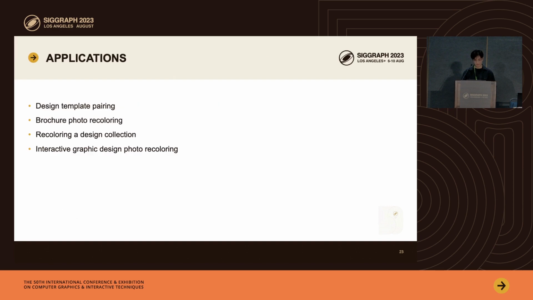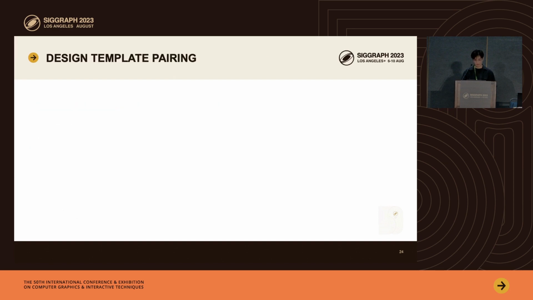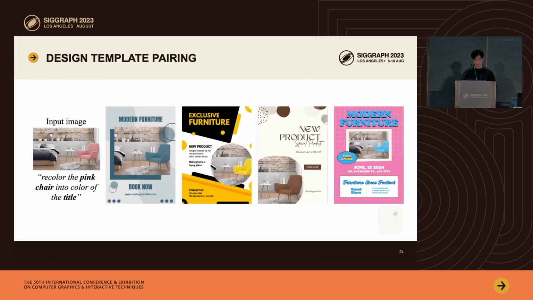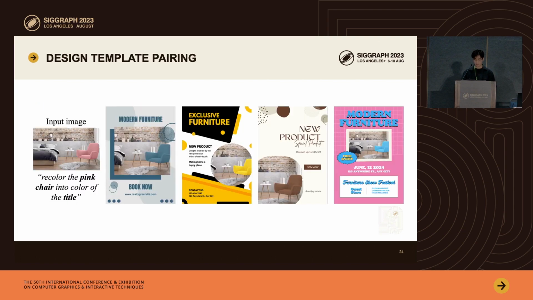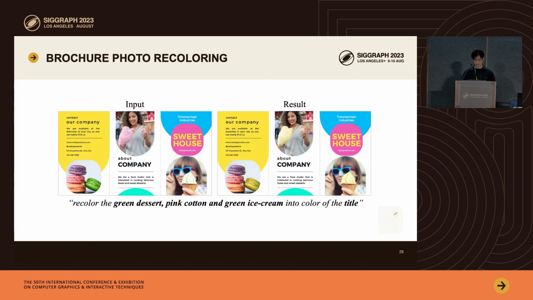We can recolor a design template. And there is an interface of our method where users can obtain the results by inputting an instruction and clicking a generate button, which is very useful for quick brainstorming and authoring. We can recolor multiple photos in a design such as brochures.